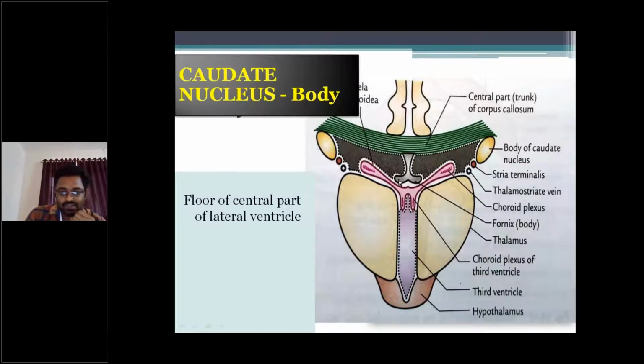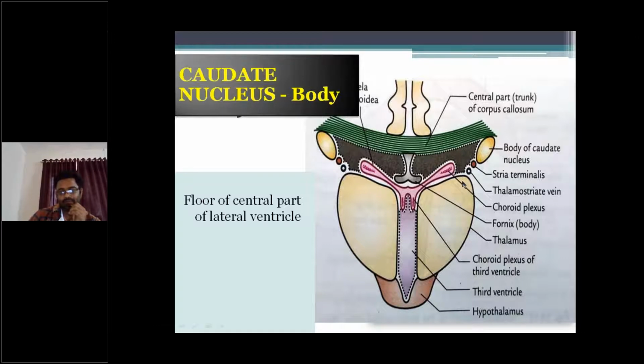Here, septum pellucidum and fornix. Right. In this picture, this black color is the central part of the lateral ventricle. So the caudate nucleus body forms the floor of the central part of the lateral ventricle. This is the floor of the central part of the lateral ventricle.